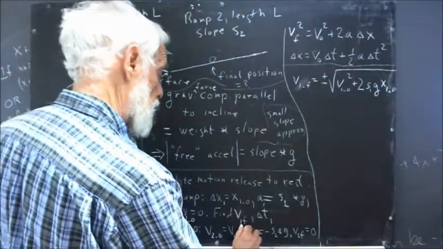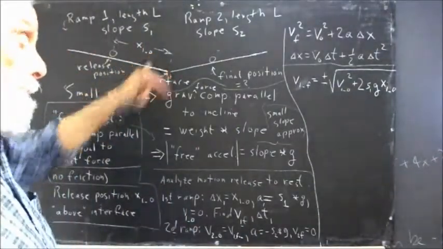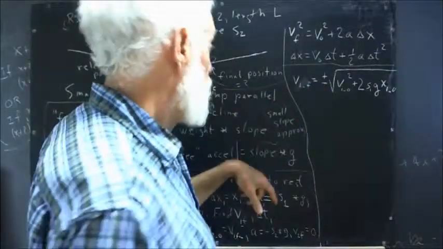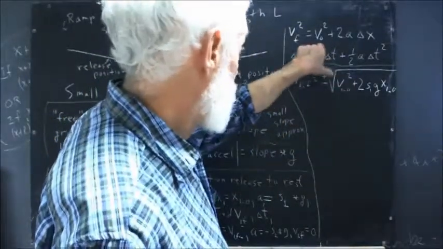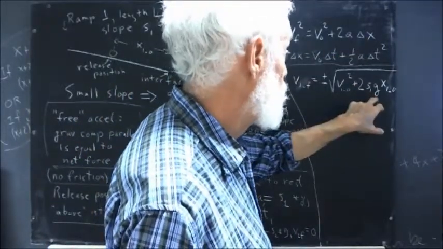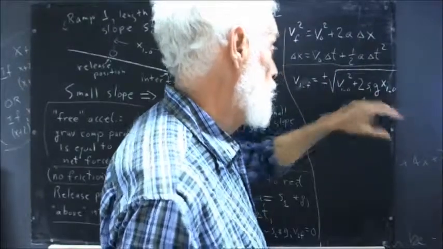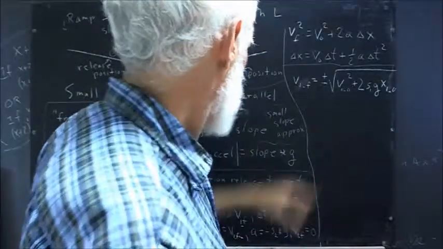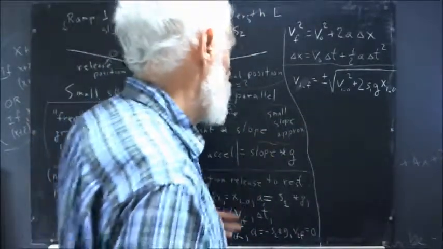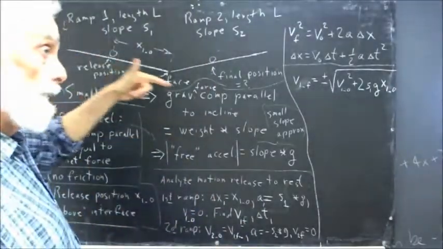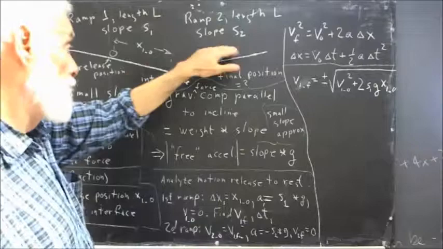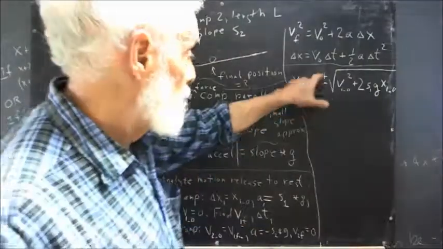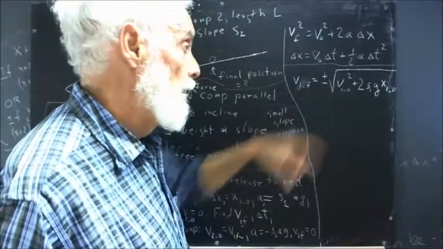So v1F, the final velocity of the ball on the first ramp, is just plus or minus the square root of v1 naught squared plus 2a delta x, a being s1 g and delta x being your x1 naught, the displacement between the release point and the point where the ramps come together. That's very straightforward, and since we've implicitly chosen a positive direction to the right as this figure is drawn, we're going to have a final velocity that's positive and not negative.